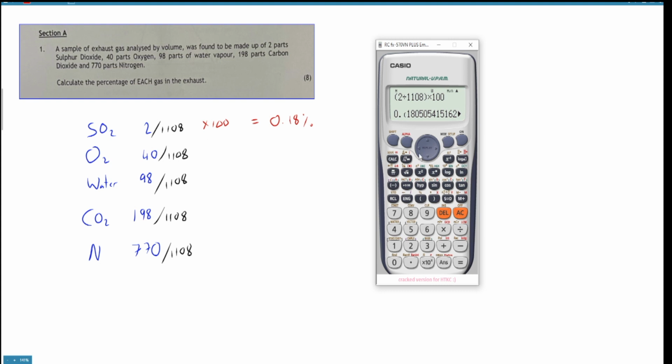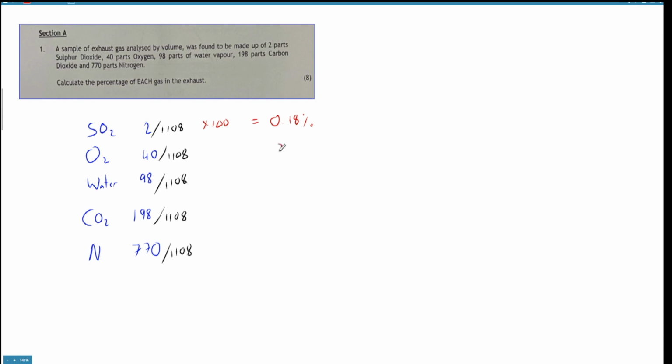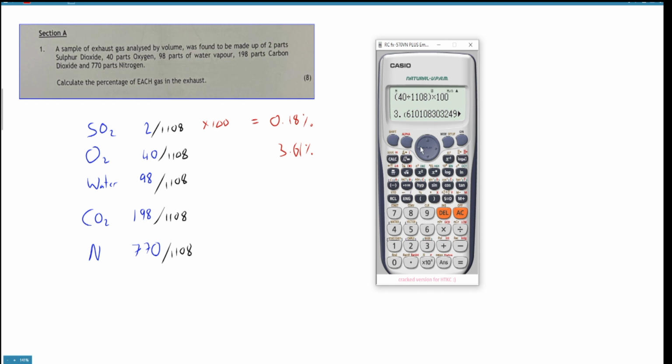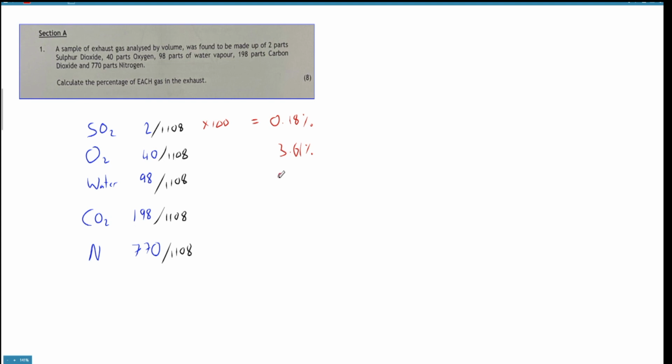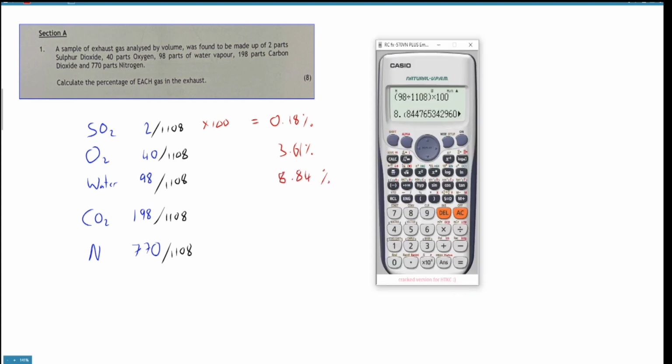Okay, good. Next one is going to be a 40. I'm just going to go back here and change this into a 40. That should speed things up a little bit. 3.61. And just do that for every single one. My calculator is a bit glitchy. 98 gives 8.84. Yes, I think it is 8.84%.